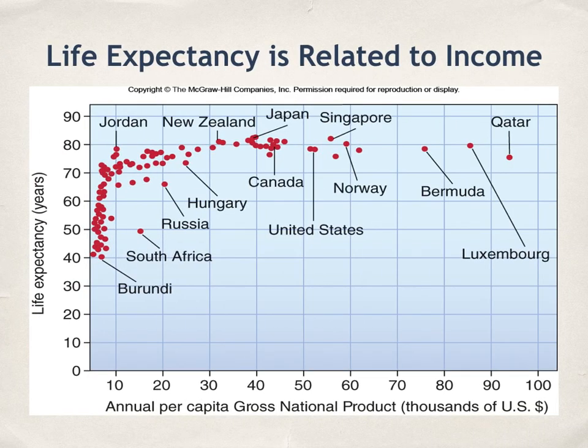As income rises, so does life expectancy, up to about $4,000 US. Above that amount, the curve levels off. Some countries, such as South Africa and Russia, have far lower life expectancies than their GDP would suggest. Jordan, on the other hand, which has only 1/10 the per capita GDP of the United States, actually has a higher life expectancy.